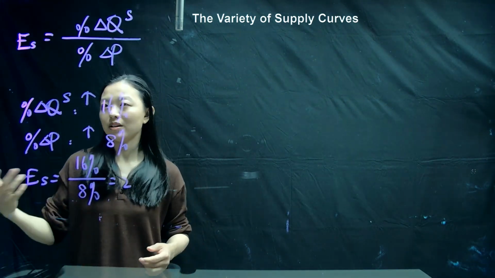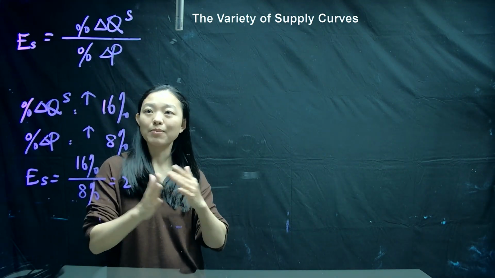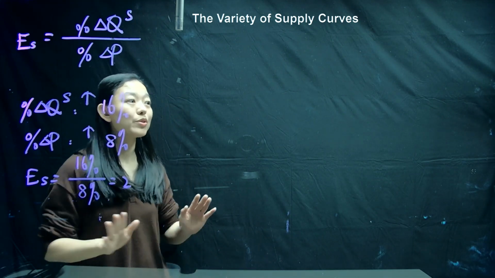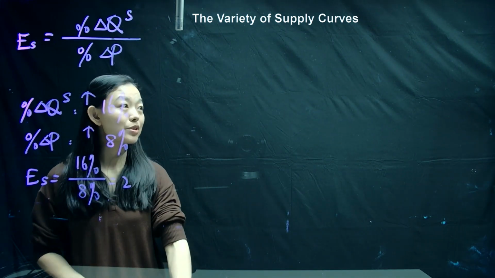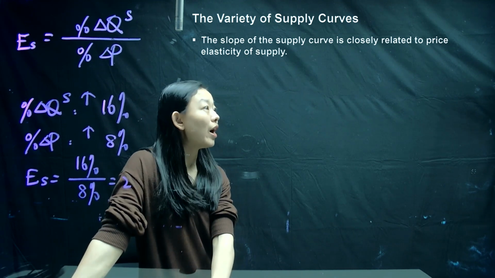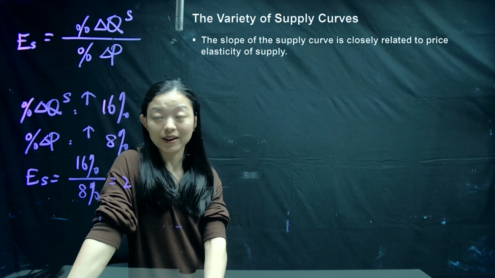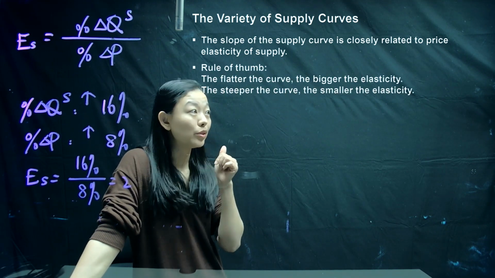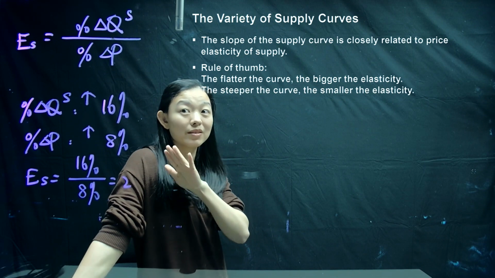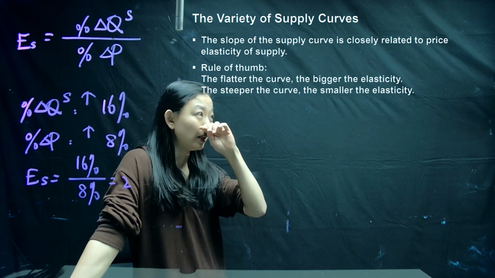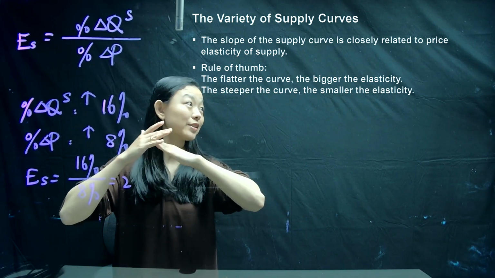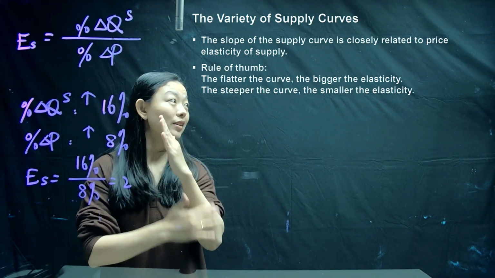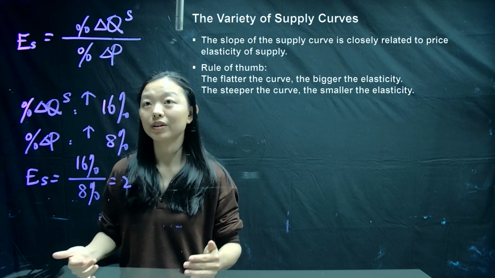When we talked about the demand side, we mentioned that there are different types of demand curves. On the supply side, it is very similar. We also have different types of supply curves. The slope of the supply curve is closely related to the price elasticity of supply. The rule of thumb here is the same as on the demand side: the flatter the curve, the bigger the elasticity; the steeper the curve, the smaller the elasticity.